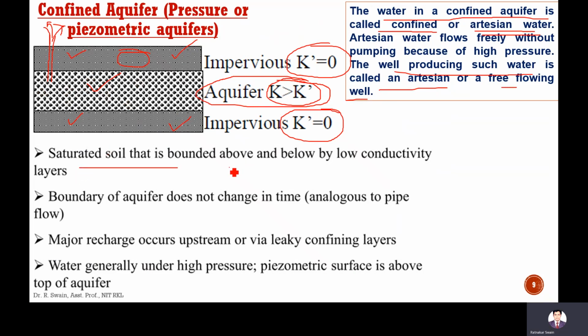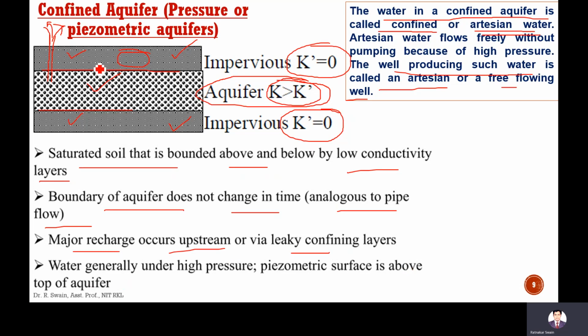A confined aquifer is saturated soil that is bounded above and below by low conductivity layers. The boundary of the aquifer does not change in time, analogous to pipe flow. It is like pipe flow because the boundary does not change with time; it is fully impermeable. Major recharge occurs upstream and via leaky confining layers. The recharge occurs upstream of this area. Water is generally under high pressure. The piezometric surface is above the top of the aquifer.